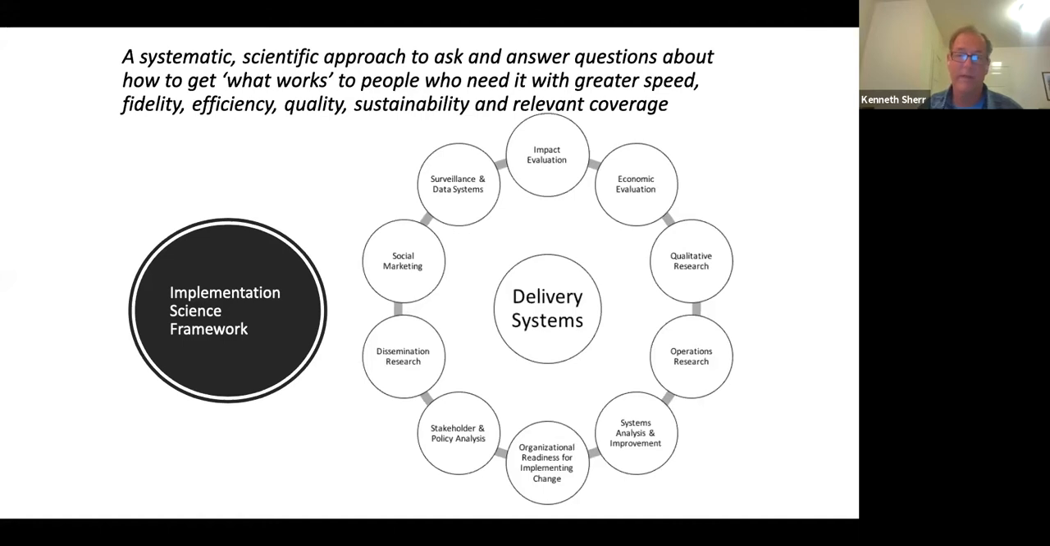And the relevant coverage, realizing that we're not always treating populations in a monolithic fashion, that we are often focusing on coverage for specific populations and can be very targeted in trying to address unmet need in a specific population. And we're looking at this as a framework of methods that contribute to improving delivery systems and leading to the delivery of evidence-based interventions.